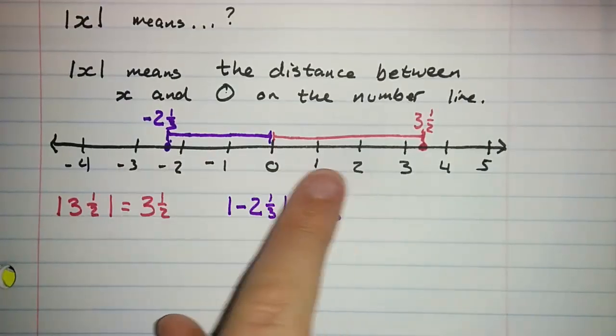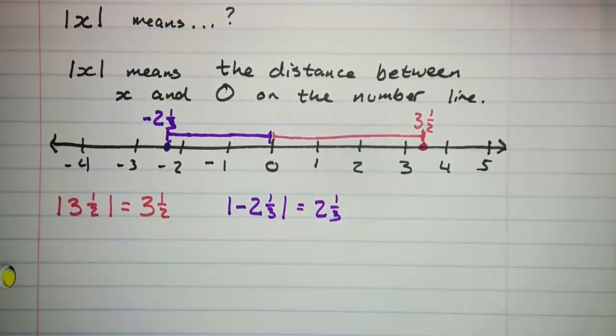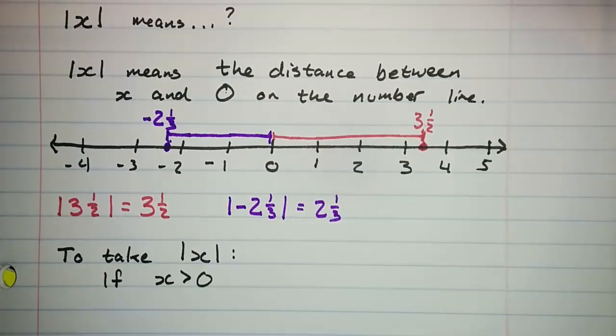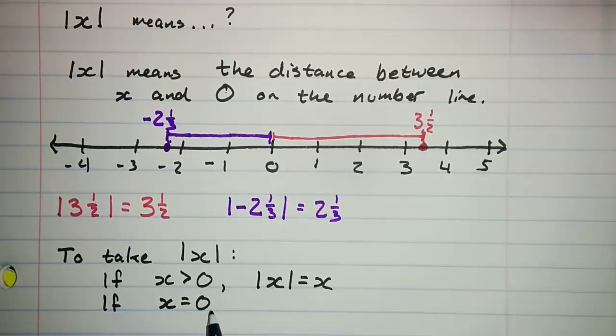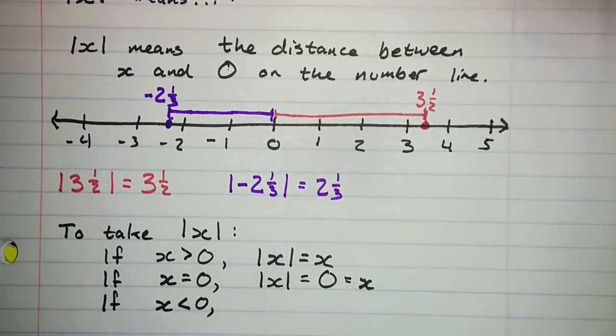So just thinking about the picture more generally, to compute the absolute value of a number, if x is positive, the absolute value doesn't change anything. If x is 0, that's the point right at 0, of course, the absolute value of x is 0, which, of course, is still x when x is 0. If x is negative, right, so if x is less than 0, the absolute value of x is -x.